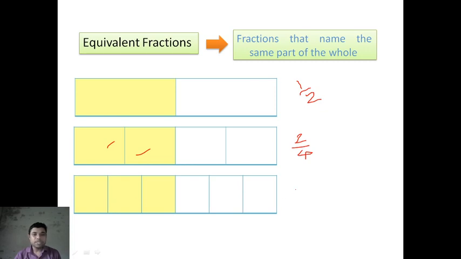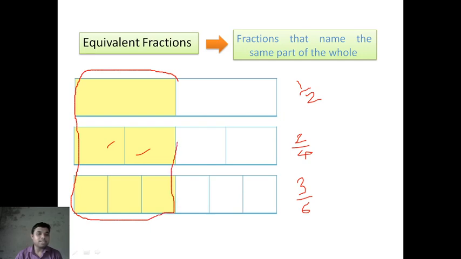1 2 3, so 3 parts are shaded among 6 parts. So these fractions are 1 by 2, 2 by 4, and 3 by 6. But my dear student, see the interesting part. Look, the shaded part for all these three fractions is the same. Look, this covers this area, this covers this area, and this covers this area.